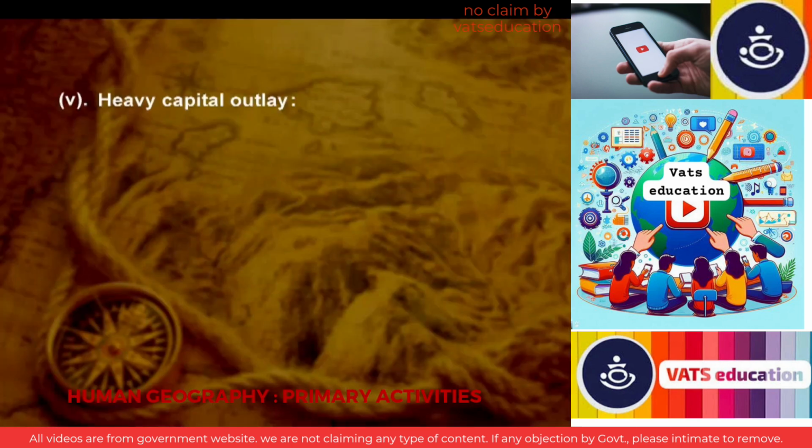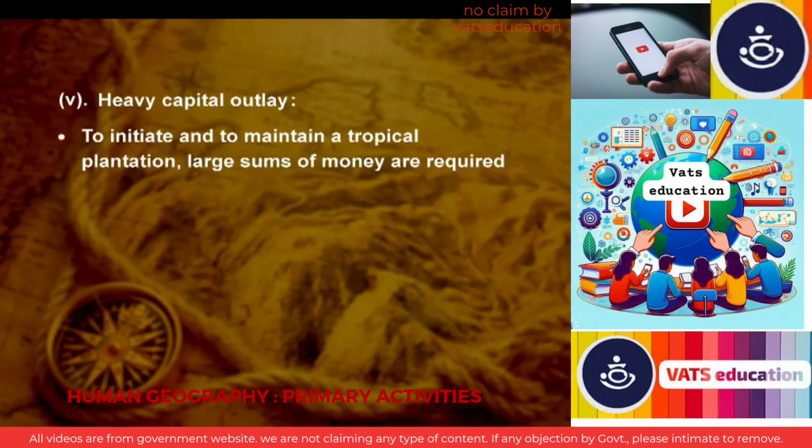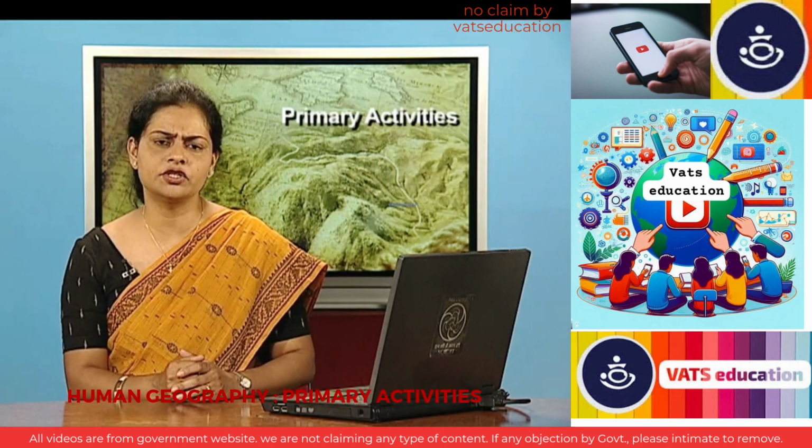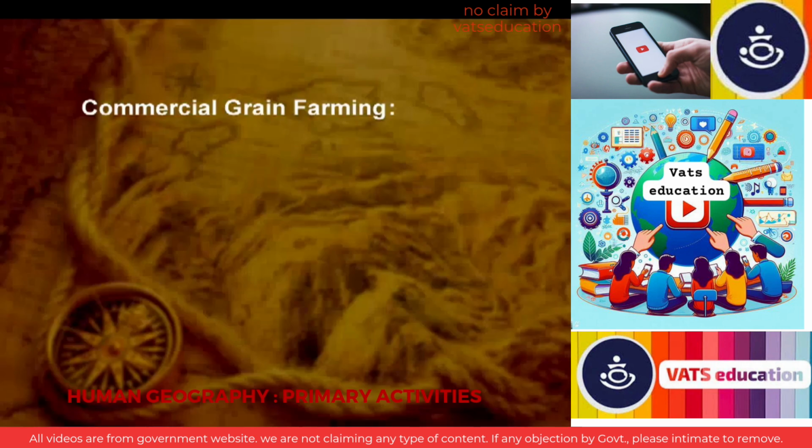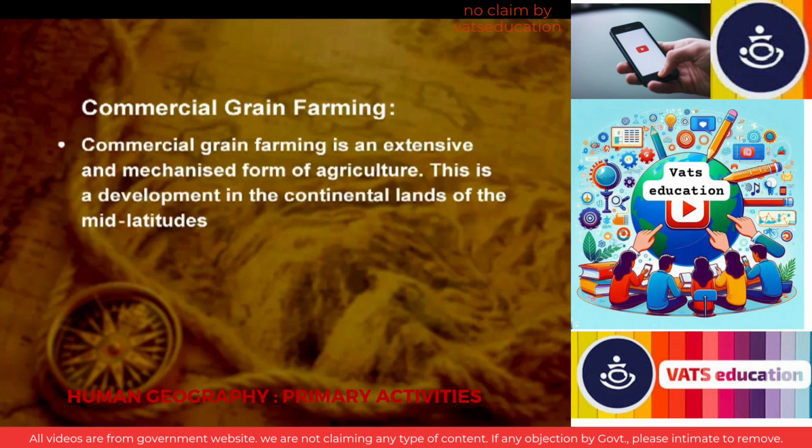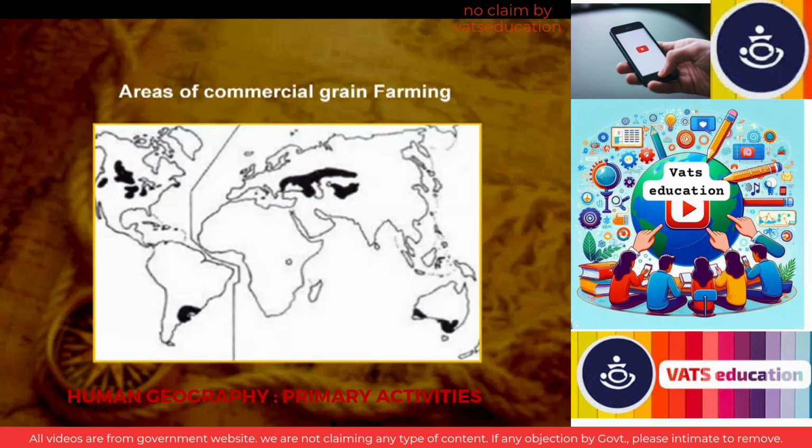Heavy capital outlay: to initiate and to maintain a tropical plantation, large sums of money are required. Let's look into the other type of farming, which is known as commercial grain farming. Commercial grain farming is an extensive and mechanized form of agriculture. This is a development in the continental lands of the mid-latitudes. You can look into the regions where it is practiced all over the world.